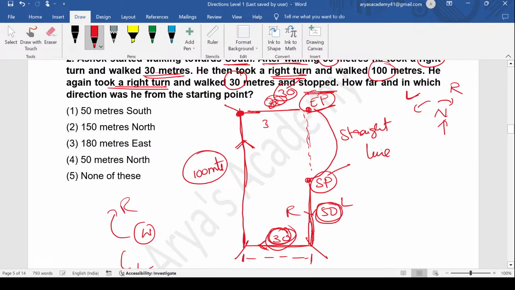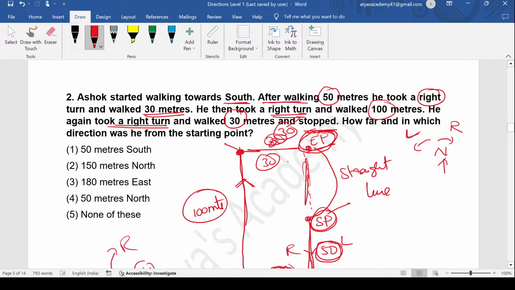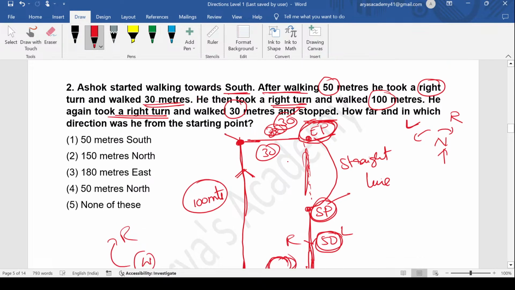Hence, this distance is also 30. So it is very clear that the end point and the starting point are in a straight line. They are in a straight line only. And look at the question. How far and in which direction is he from the starting point?